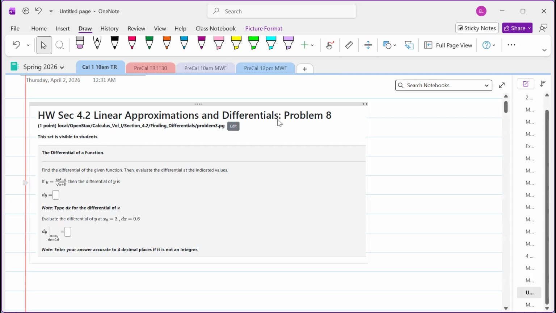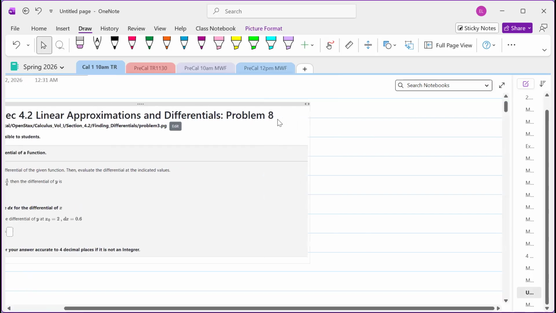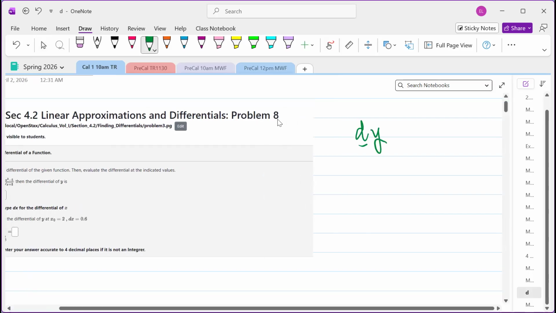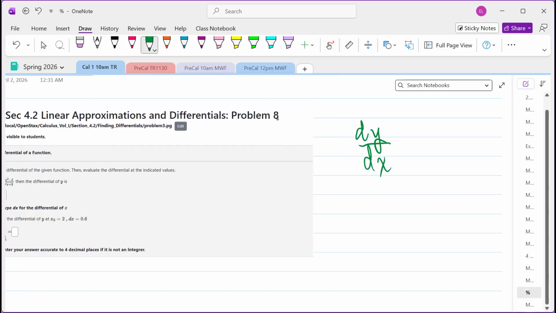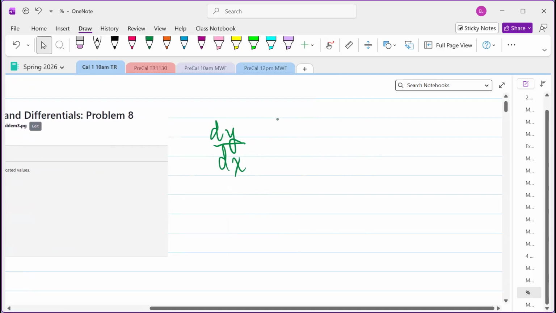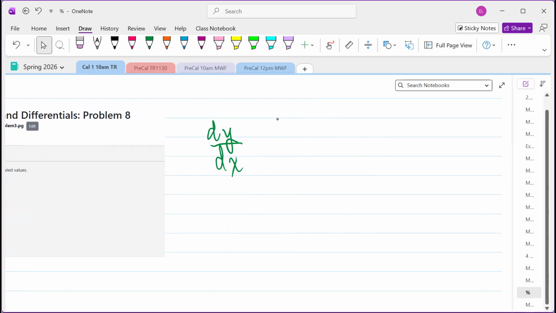What differentials are saying is, one of our notations for the derivative is dy over dx, right? And some calculus teachers will be like, that's just the way you write y prime. That's not a fraction. Those are not two separate things. They're lying. Those are two separate things. dy is a separate thing from dx.